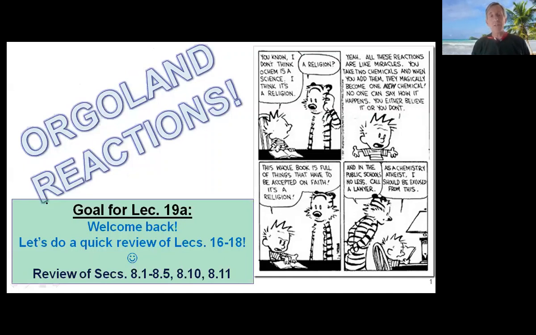So no matter what Calvin and Hobbes says over here, I don't really think we need to be organic chemistry atheists. We can actually believe, and I'm going to show you why. Okay, so let's see what happens.